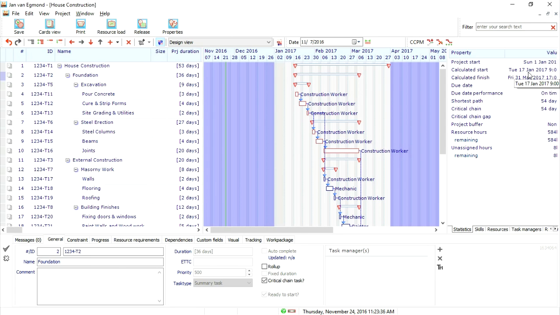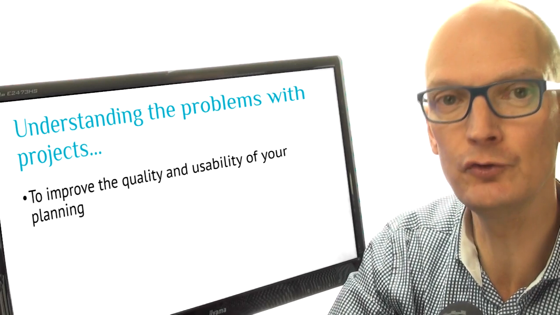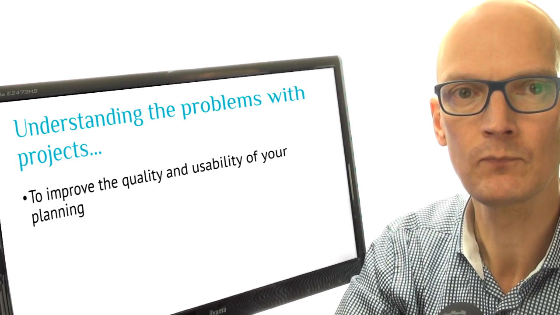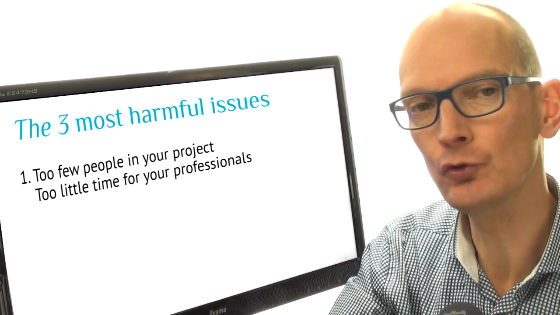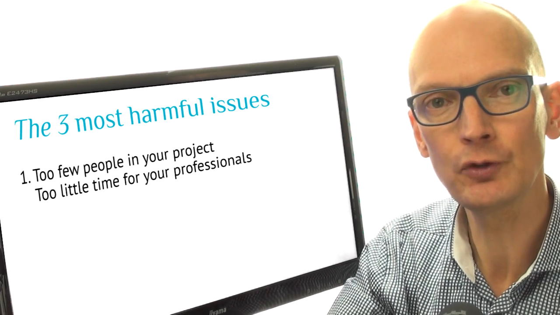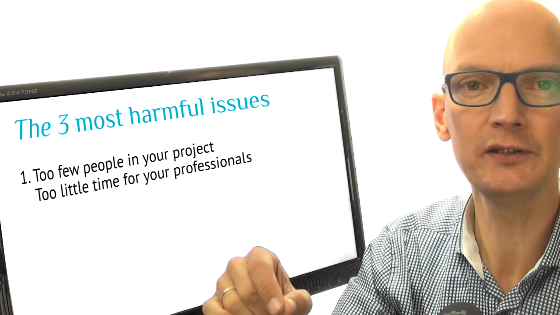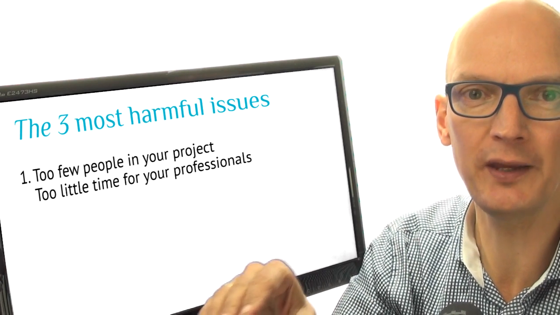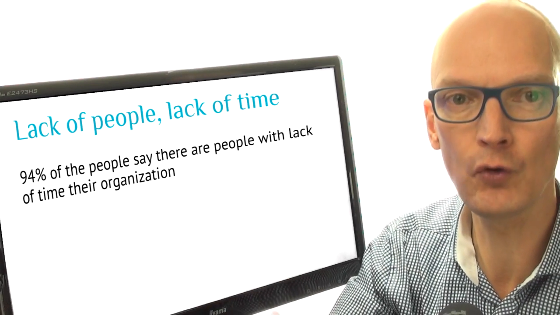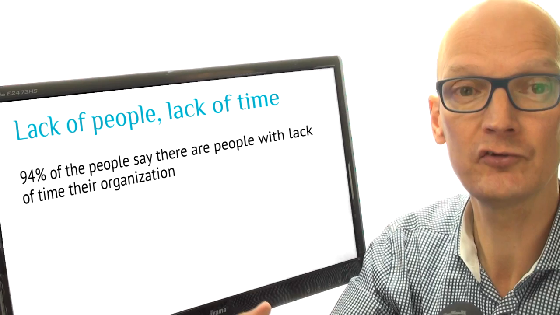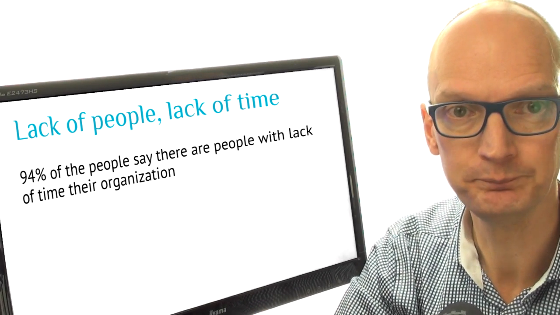So that is great. Understanding the main problems with projects helps you to improve the quality and the usability of your planning. And these are the 3 issues that are most harmful. Too few people to do all the work, or too little time for your professionals to complete all their work in time. Everything indicates that most problems can be traced back to lack of people or lack of time. 94% of the people who are involved in my research recognize that there are people in their organization with too little time.